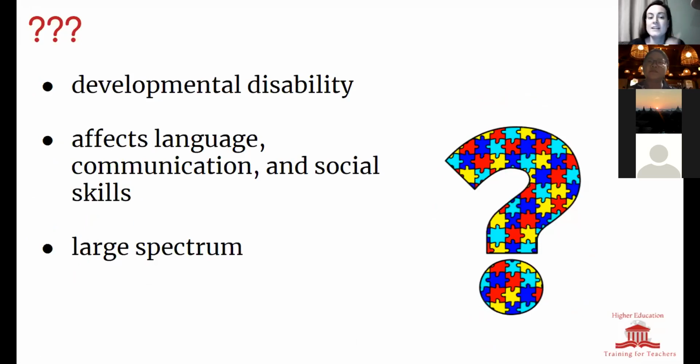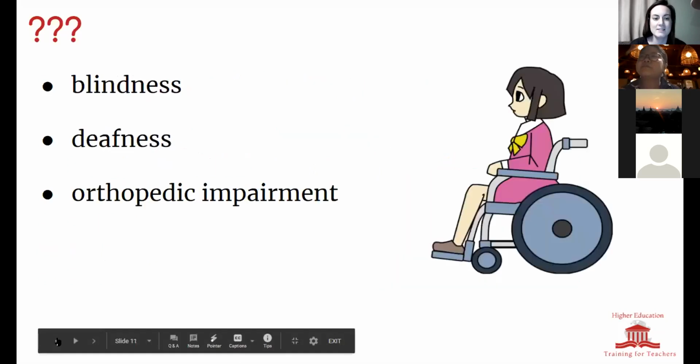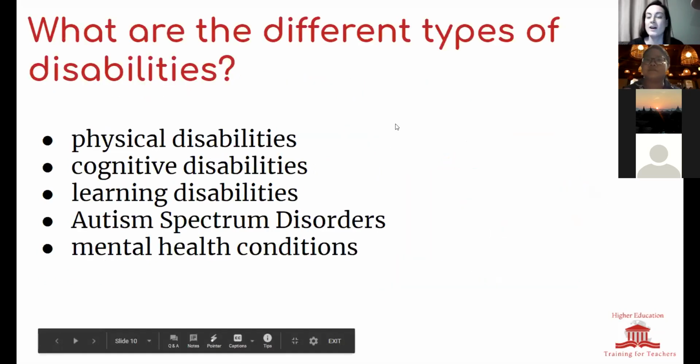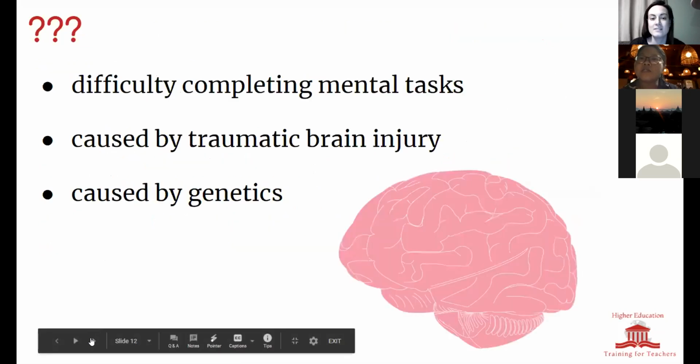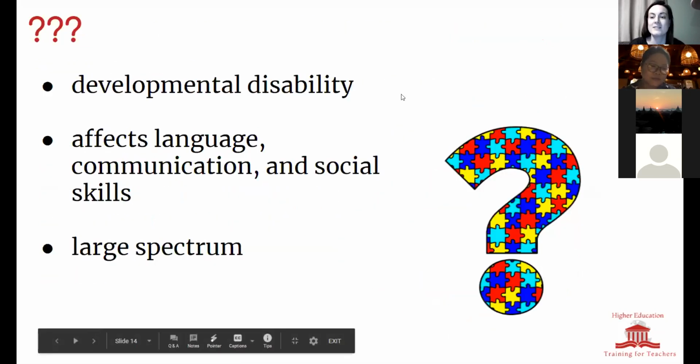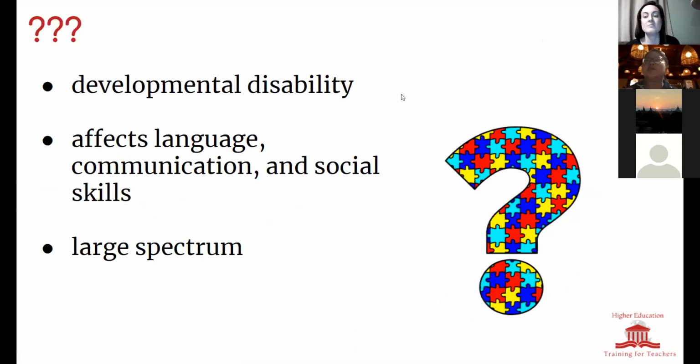So this is a developmental disability. It affects language, communication, and social skills, and it's a large spectrum. So if we go back to our list, what kind of disability is this? Autism spectrum disorder. Yeah, autism spectrum disorder.